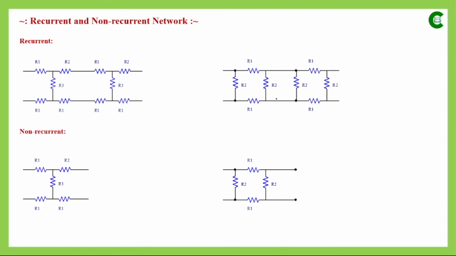Similarly, if we come to the other side, we can see a balanced pi network connected with another balanced pi network, so it forms a recurrent network. Here the same type of pattern recurs more than once, and this recurrent network has another name, which is ladder. So this network is also sometimes referred to as a ladder network.